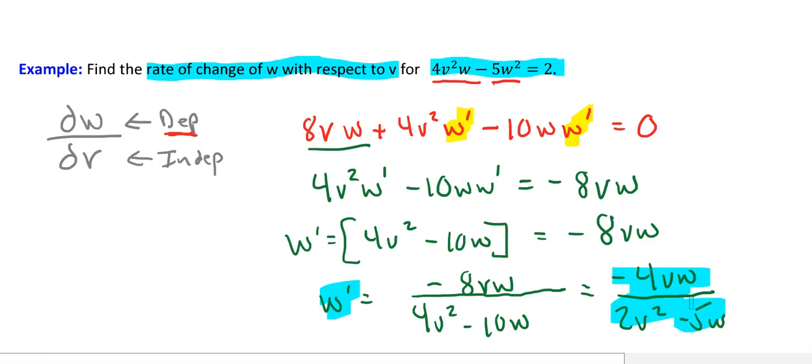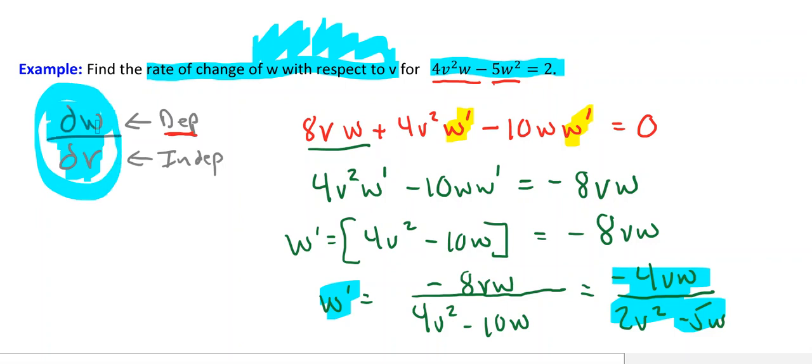So that is how you tell which is the dependent and which is the independent variable, either by the wording of the problem like I showed you here, or sometimes you'll be given this. And so if you're given the derivative notation in Leibniz notation, the variable on top is dependent, the variable on the bottom is independent.